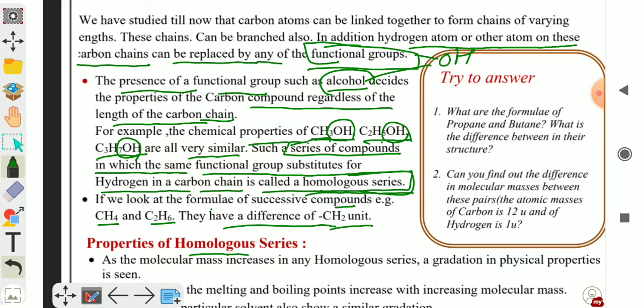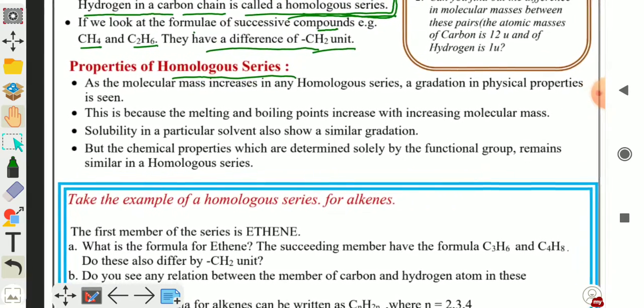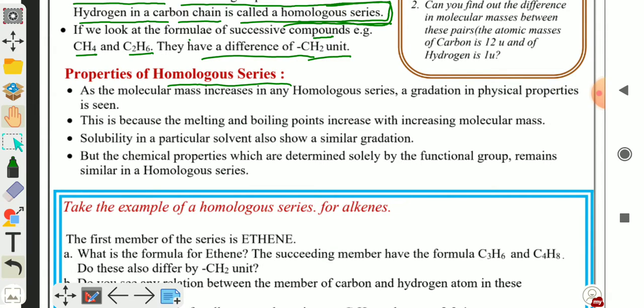Now the properties of homologous series. What are the properties of homologous series? As the molecular mass increases in any homologous series, gradation in physical properties is seen. This is because the melting and boiling points increase with increase in molecular mass. Solubility in a particular solvent also shows a similar gradation.